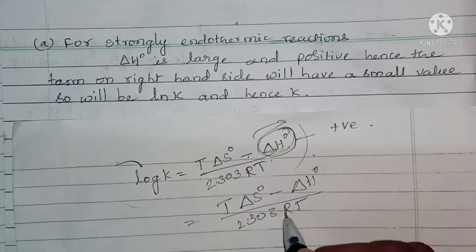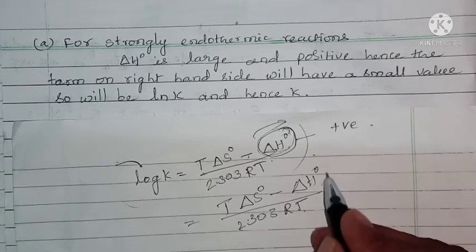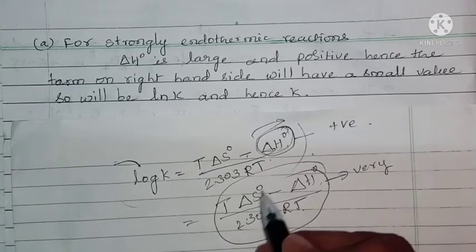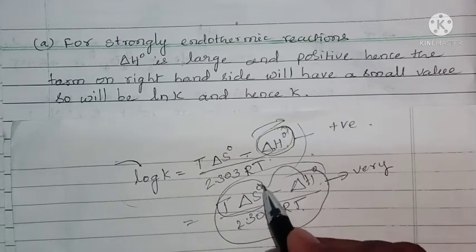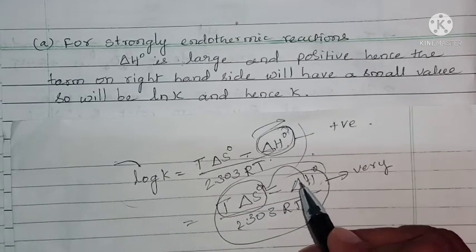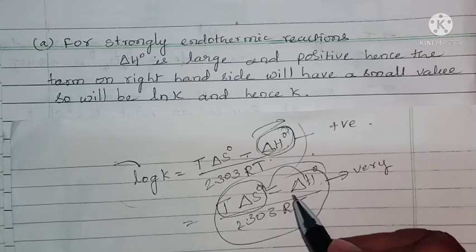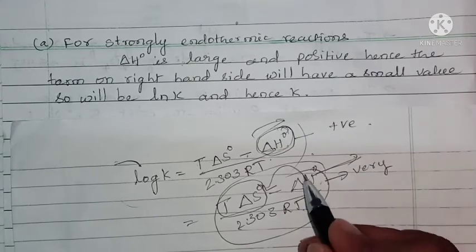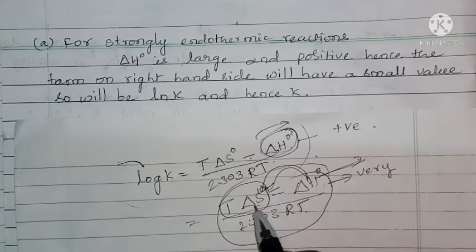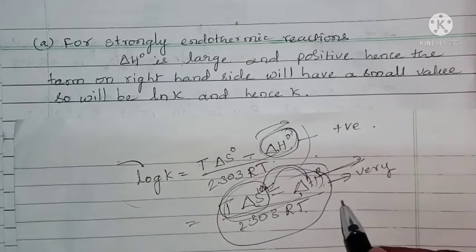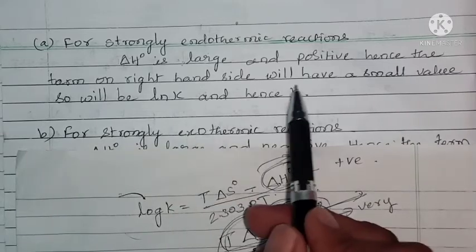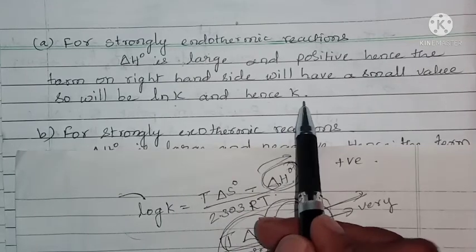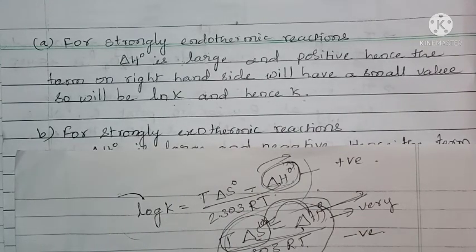In 2.303 RT, R is constant and temperature is constant, so this value becomes very small, because whatever value we have, we are subtracting from it, because delta H value is large. Strongly endothermic means delta H value is more positive, so we subtract a large value, and whatever it may be, we get a very small value, so a small value of ln K, and at the same time the K value is also less for an endothermic reaction.